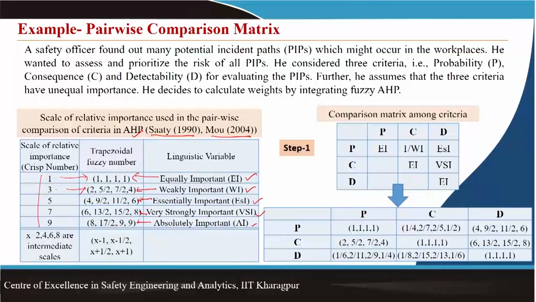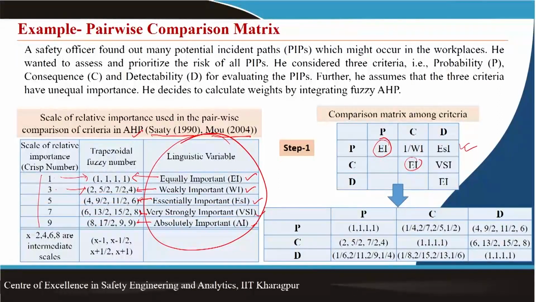Then you have asked the experts, and they have given you these linguistic variables. P is equally important, same parameter. P versus C, we are seeing 1 by weakly important because it is the reciprocal of that. That means C is weakly important than P, so P is 1 by weakly important than C. In that sense we have written here. Then P is essentially important than D. Similarly, C is very strongly important than D, and D is equally important. That way the scale matrix you found out.